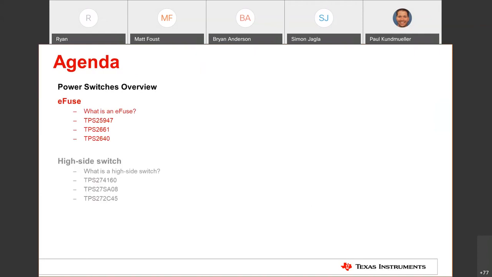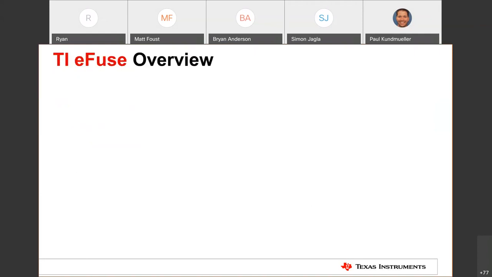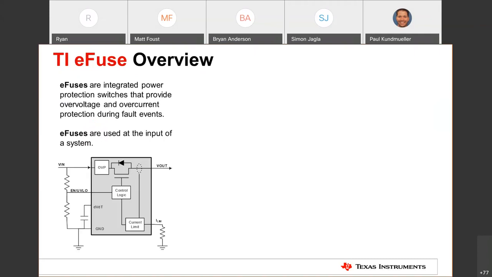Now to switch gears over to eFuses. Taking a look at what an eFuse is, eFuses are integrated power protection switches that provide overvoltage and overcurrent protection during fault events. eFuses are typically used at the input of a system.